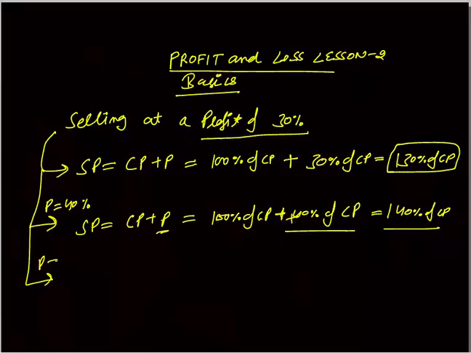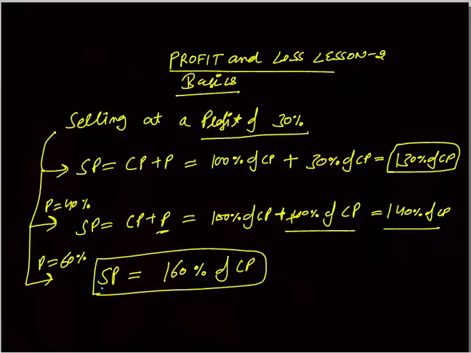Straight away, profit is 60%. Now profit is 60%, it means that logically you are selling more than cost price. So your selling price will be straight away 160% of CP. You are selling at 160% of cost price. In this way you have to understand in exam.